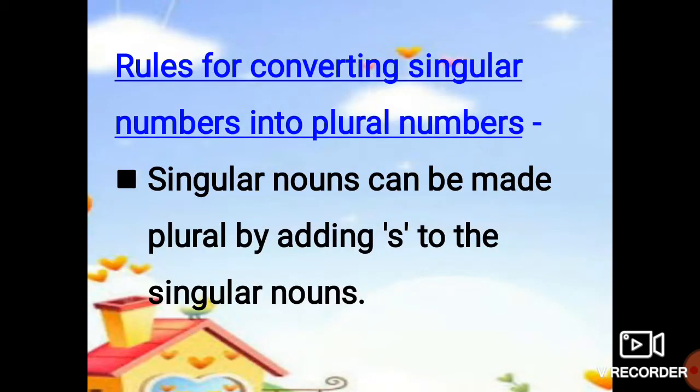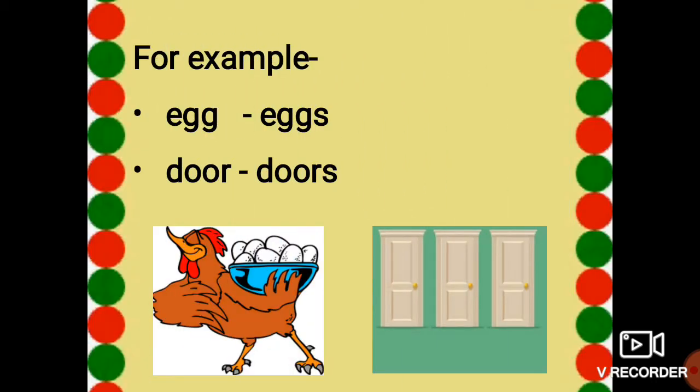Now, let us go through rules for converting singular numbers into plural numbers. Singular nouns can be made plural by adding s to the singular nouns. For example, egg becomes eggs, door becomes doors. So, as you can notice in the given examples, the singular nouns are made plural by simply adding s to the given singular nouns.